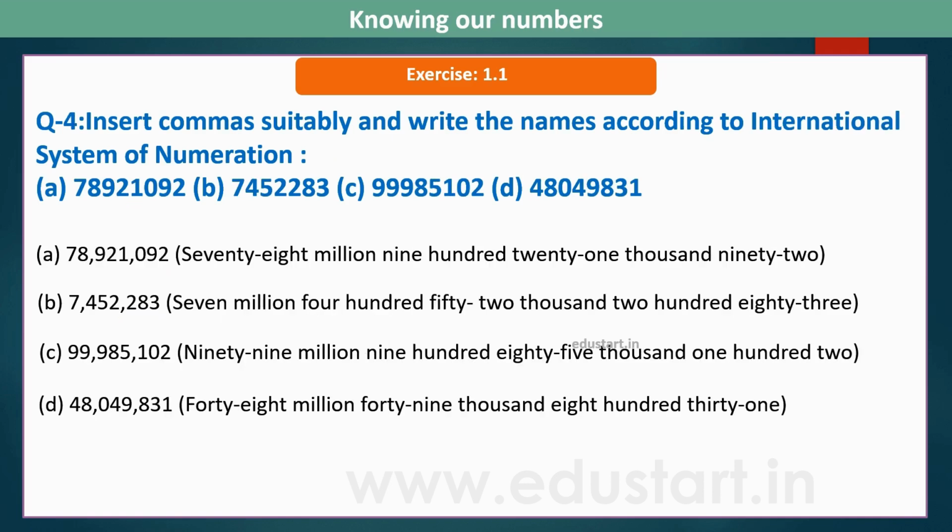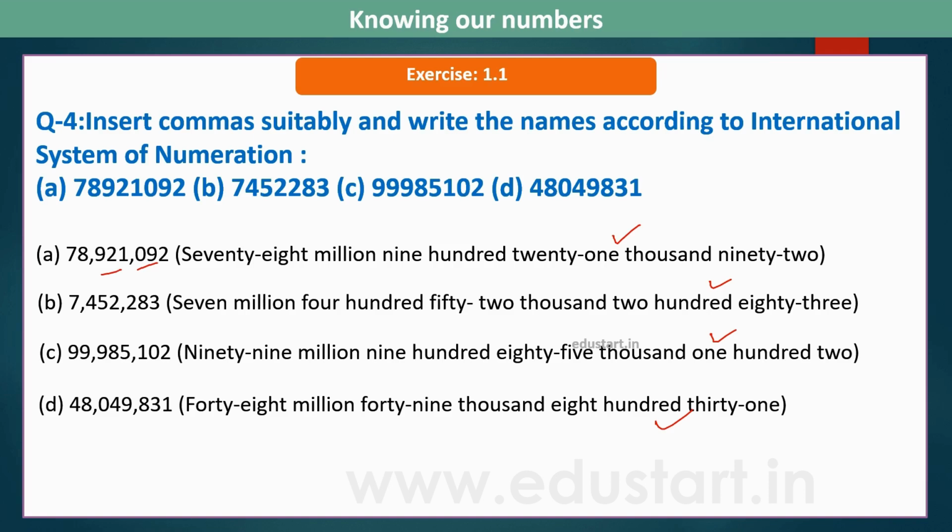Question number 4. This is the same type of question where you need to add the commas suitably and write the names according to the International System of Numeration. So now the numbers which are given, you see, 78,921,092. The next one is 7,452,283. The third one is 99,985,102. And the fourth one is 48,049,831. Okay, and the commas are given according to the first 3 digits, then 2 digits, and then 2 digits.